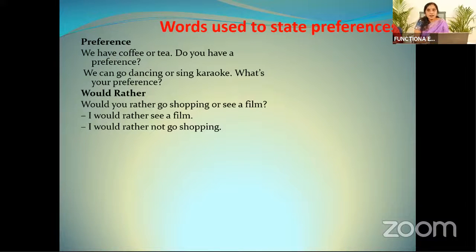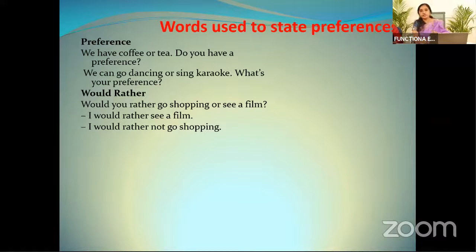Would rather. This is a slightly trickier one. I will not say difficult. Once you learn it, nothing is difficult. Would you rather go shopping or see a film? I would rather, and the reply would be, I would rather see a film. I would rather not go shopping.